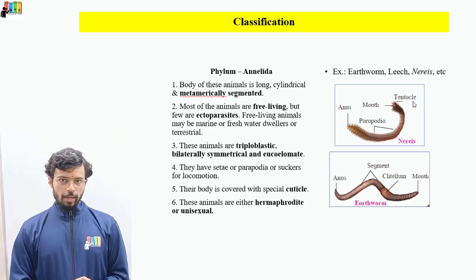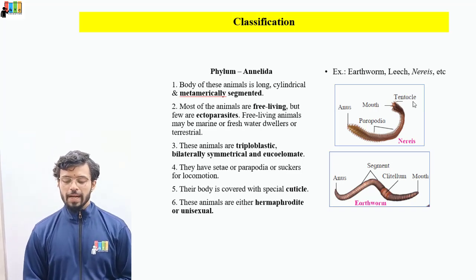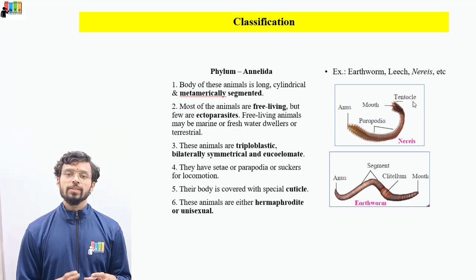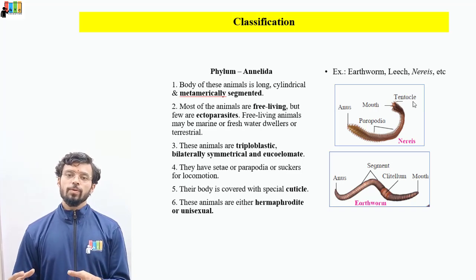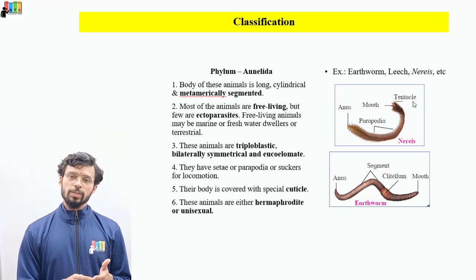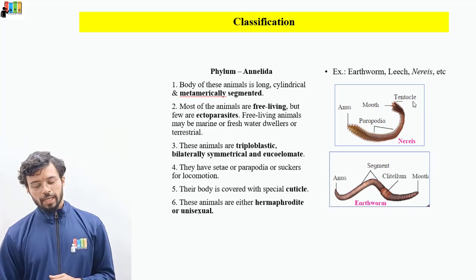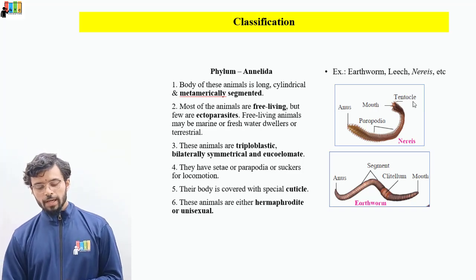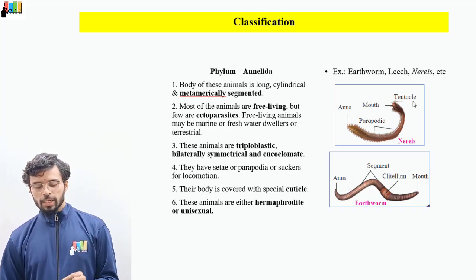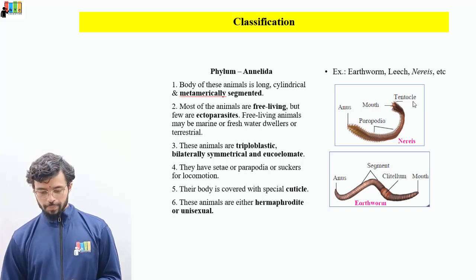These animals are triploblastic, so three germ layers, they show bilateral symmetry, and they are eucoelomic, that is, they show a true coelom mode or nature of organization with the endoderm, the mesoderm, and the ectoderm, right? There is no cavity in between. So their body is again covered with a cuticle, and these animals are unisexual or hermaphrodites, right?